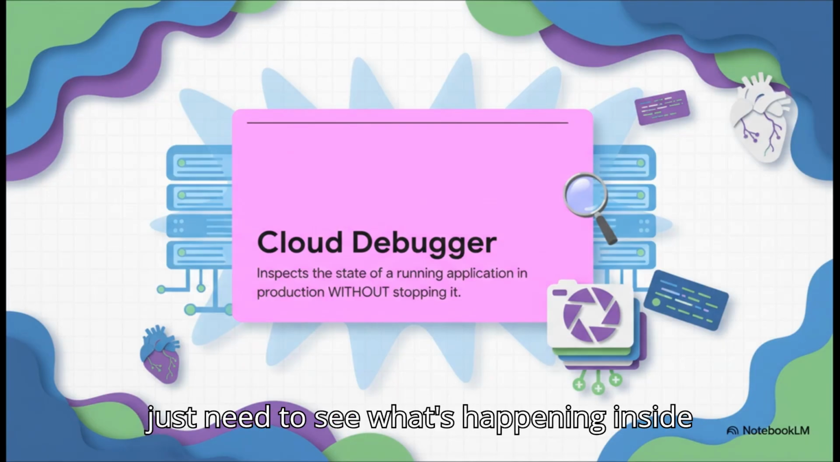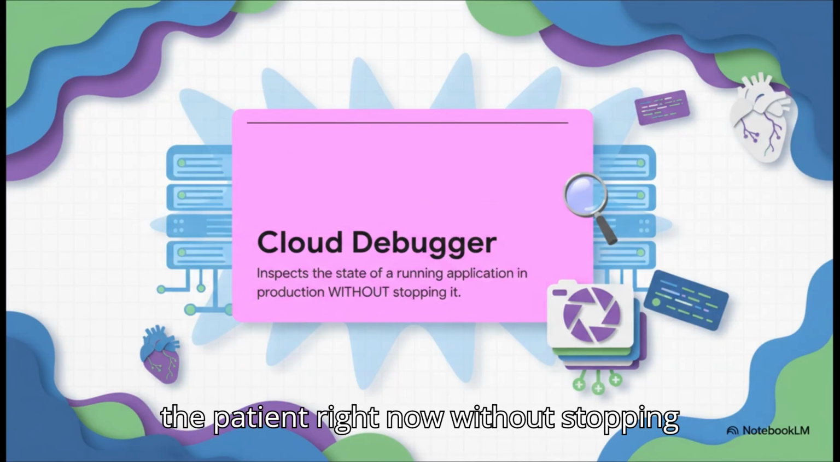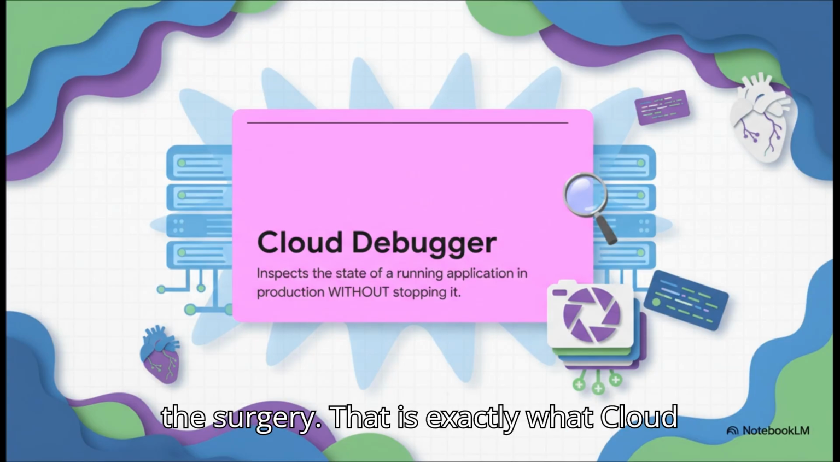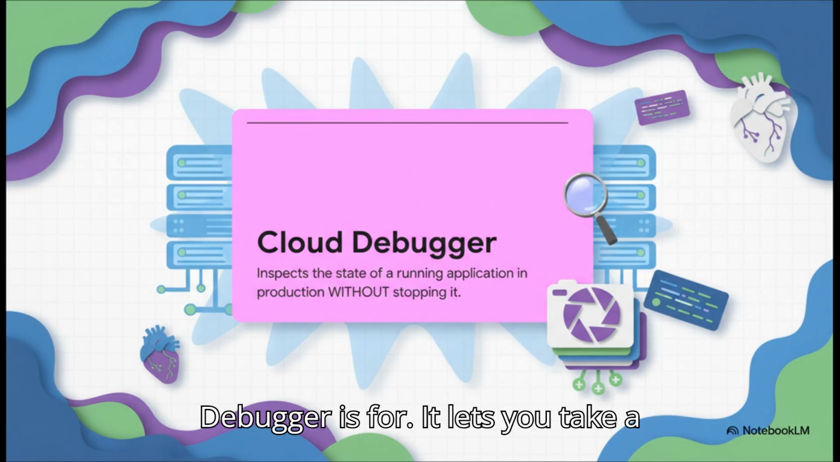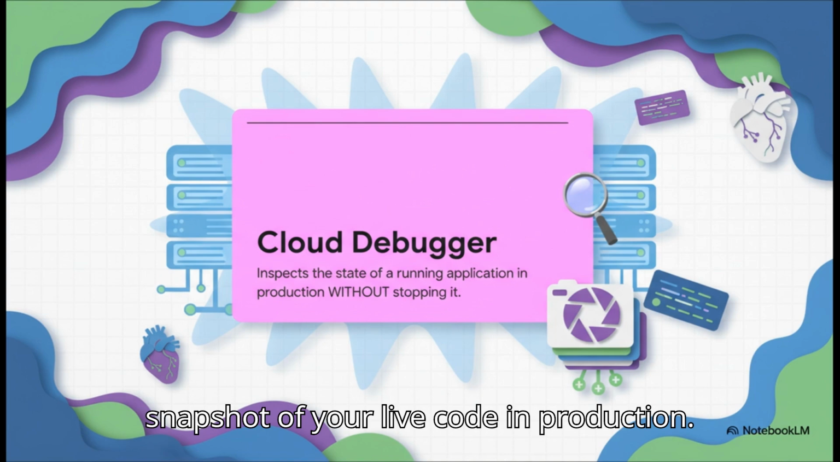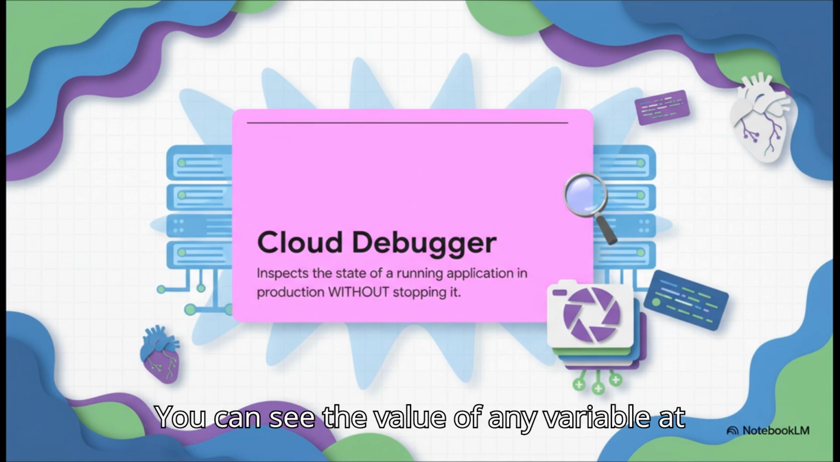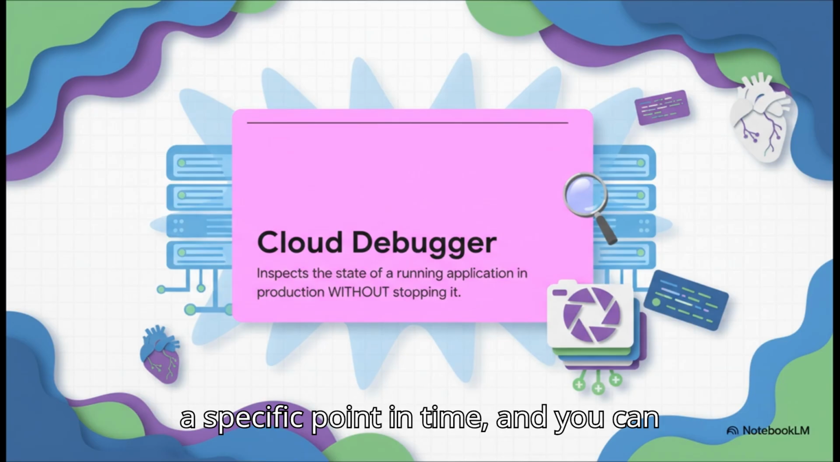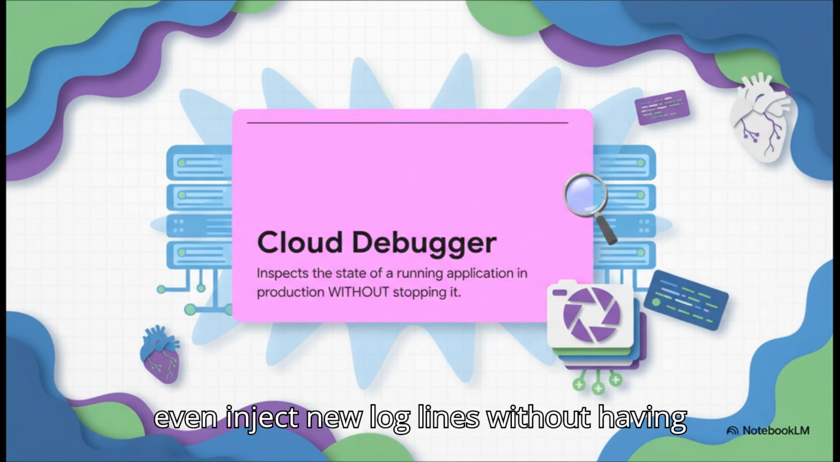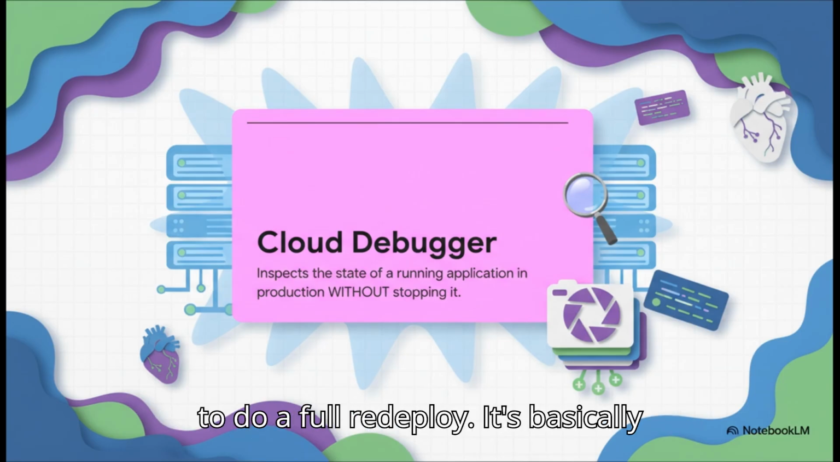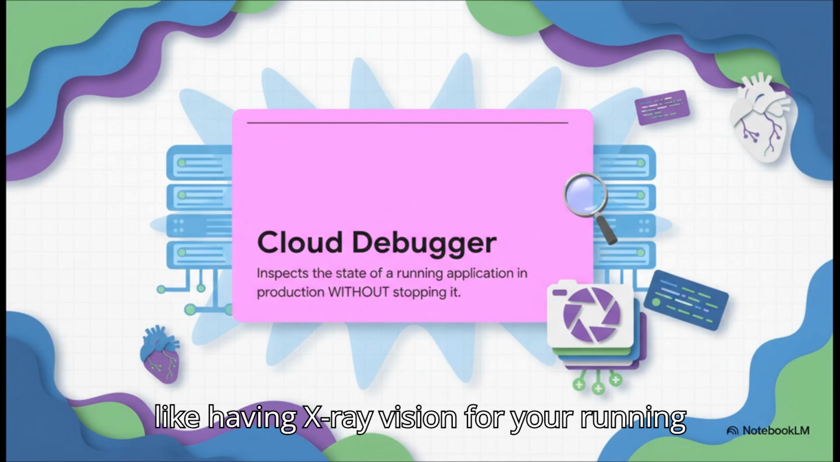Sometimes you just need to see what's happening inside the patient right now without stopping the surgery. That is exactly what Cloud Debugger is for. It lets you take a snapshot of your live code in production, you can see the value of any variable at a specific point in time, and you can even inject new log lines without having to do a full redeploy. It's basically like having X-ray vision for your running application.